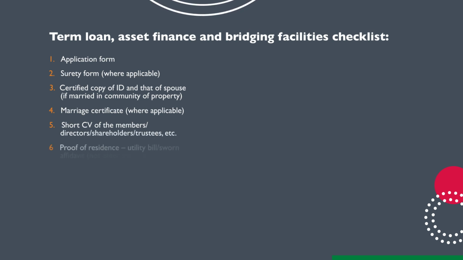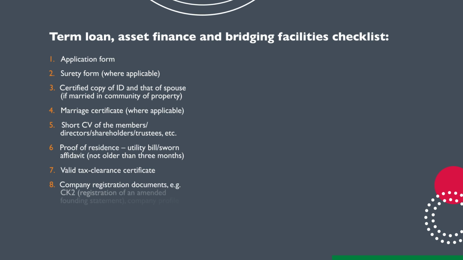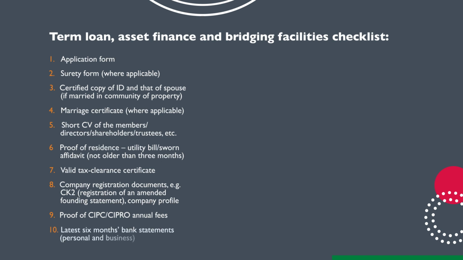6, proof of residence, utility bill or sworn affidavit not older than 3 months. 7, valid tax clearance certificate. 8, company registration documents, example CK2, registration of an amended founding statement. Company profile. 9, proof of CIPC or CIPRO annual fees. 10, latest 6 months bank statements, personal and business. 11, loan breakdown, the one being applied for.